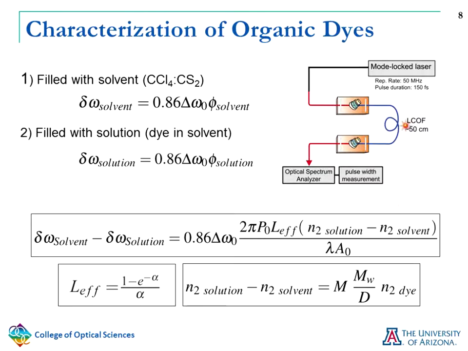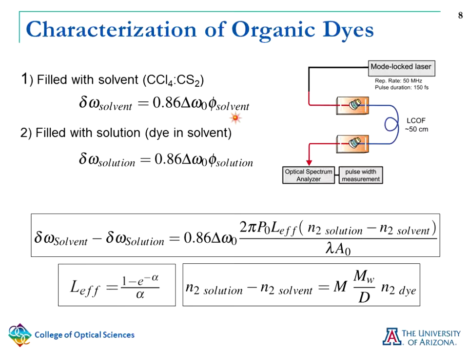We have the mode-locked laser connecting to a liquid core optical fiber, and the output is connected to an optical spectrum analyzer. So we fill the liquid core optical fiber system with a neat solvent of CCl4 and CS2, and we measure the output pulse spectral width, which is shown in this equation here. Then we replace the solvent with the solution of the dye, some specific concentration of the dye inside the solvent, and we measure the output pulse spectral width again.